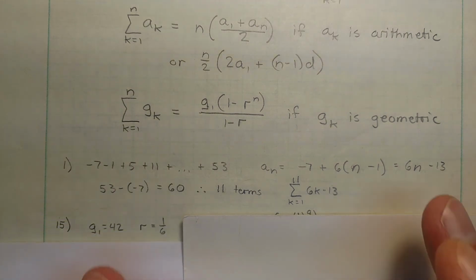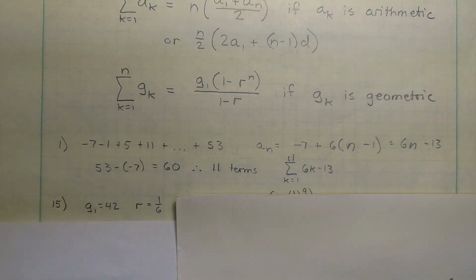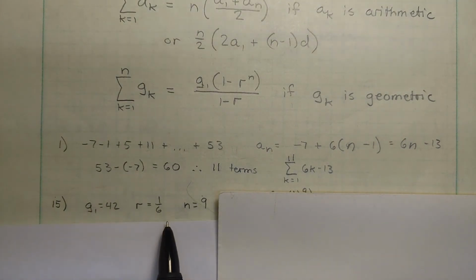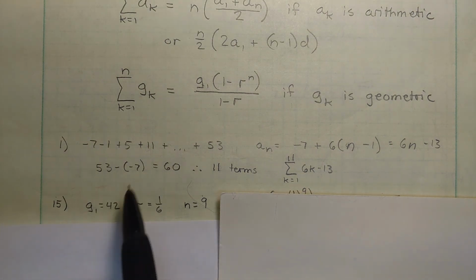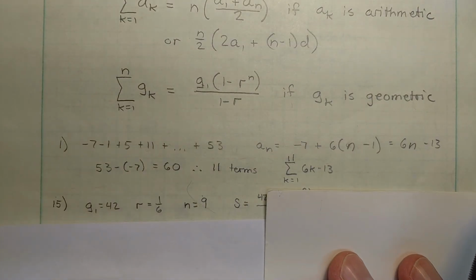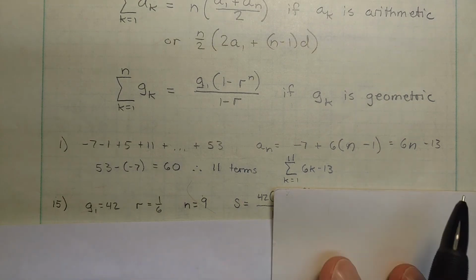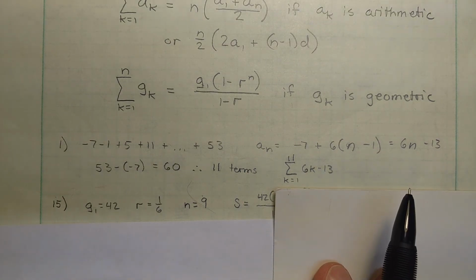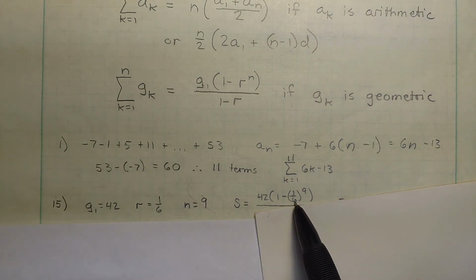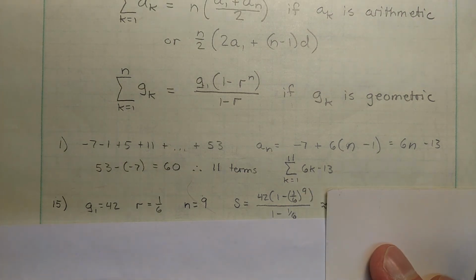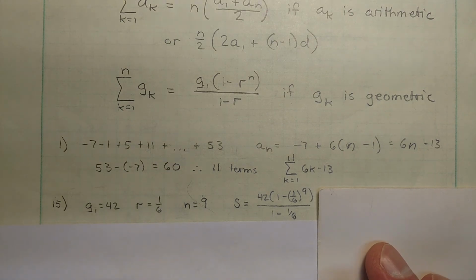So number 15 does want me to find the sum of the geometric series. They give me my first term, my common ratio, and my number of terms. So I can just go right up to the formula, and I've got everything that I need. I'm going to go ahead and plug in. My g of 1 is 42. So my sum, that's s, is equal to 42 times 1 minus my ratio 1/6 to the 9th power, over 1 minus 1/6.